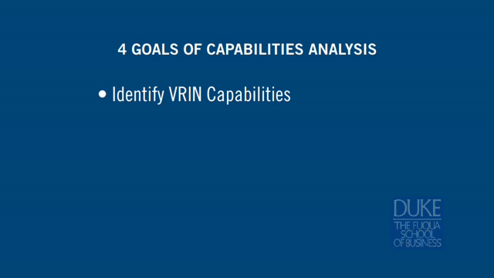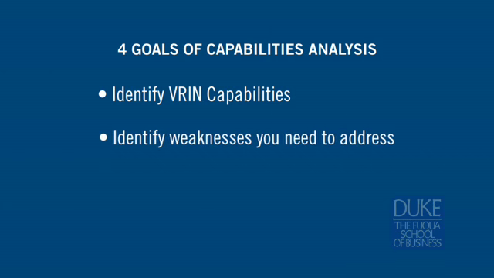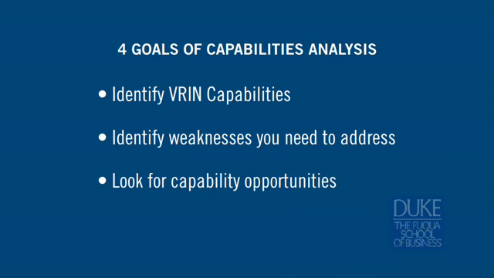Second, you need to be able to identify weaknesses that you need to address in order to deal with threats. To know what threats are in your environment, know what capabilities that you need to fix or get in order to deal with those threats. Third, you need to look for capability opportunities, strengths that you can build on in order to take advantage of opportunities, things you're already doing that you could easily bring to bear on filling in the opportunities that you saw in the dynamic competitive environment.